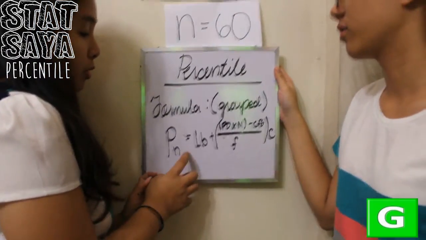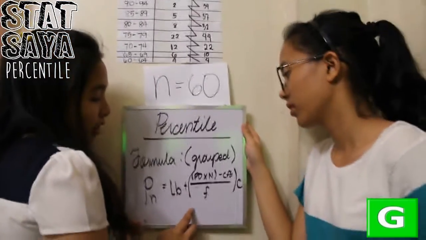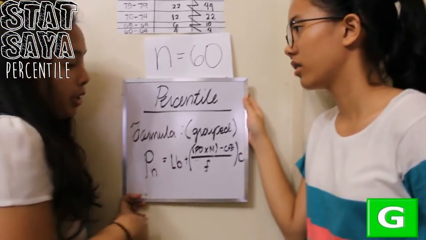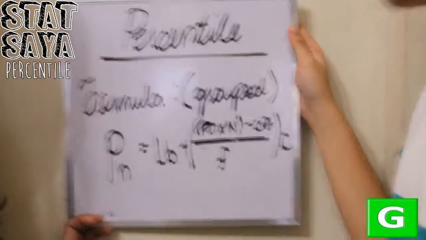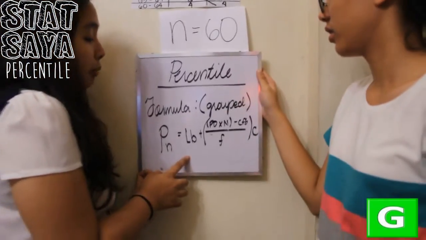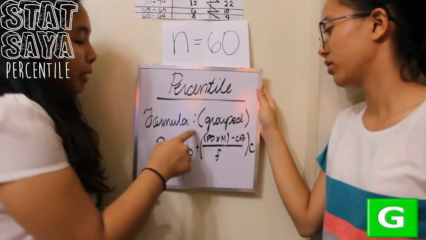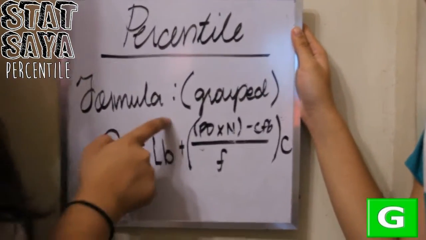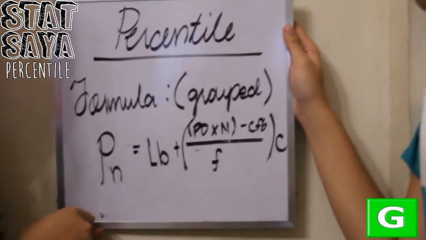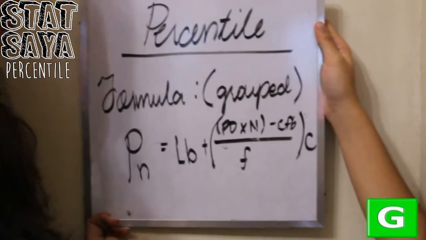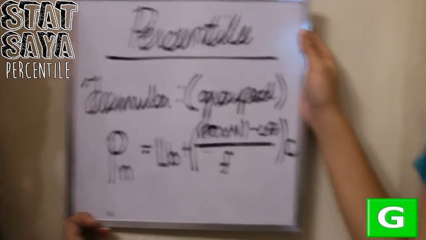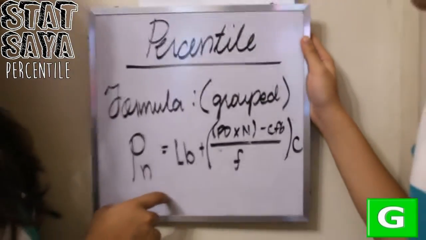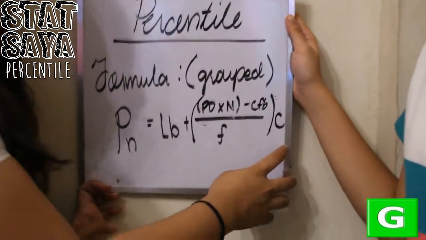P sub n is equals to LB plus quantity PD times n minus CFB over F times C, wherein LB is the lower boundary, PD is the desired percentile expressed in decimal form, and n is the total number of frequency, and the CFB is the cumulative frequency before the lower boundary, and F is the frequency of the lower boundary. C is the class size.